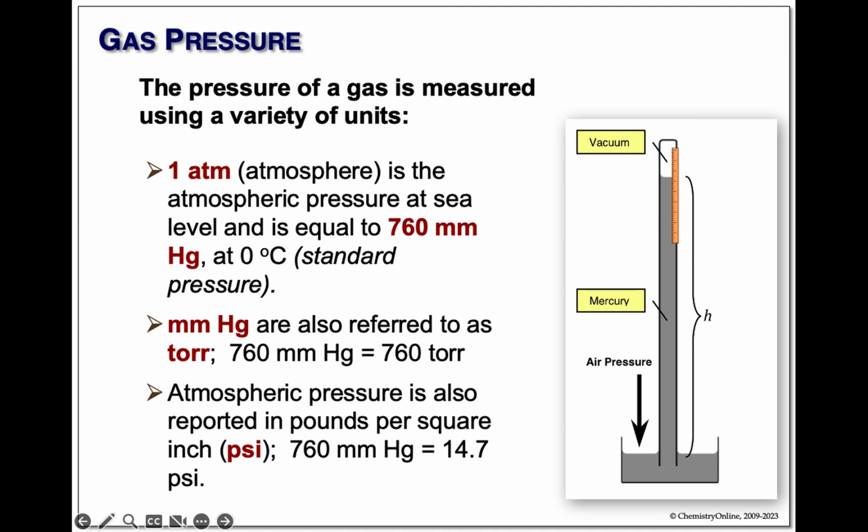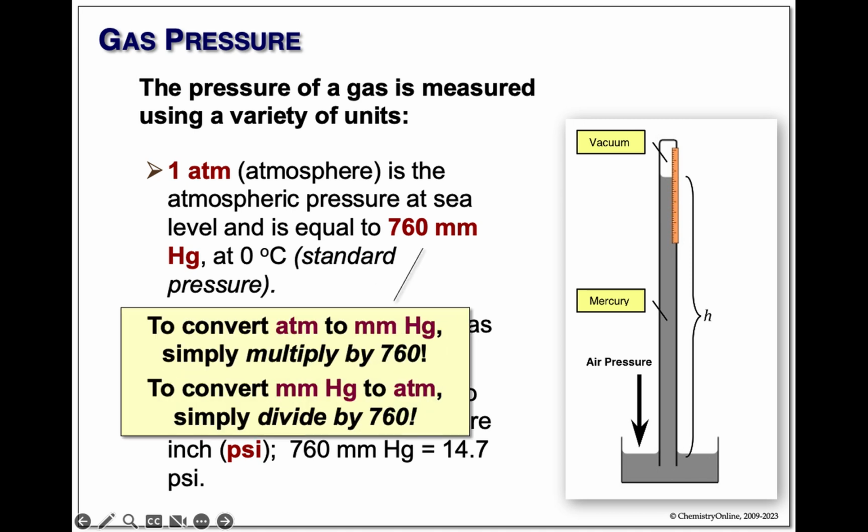If you note, the conversion between the two is quite simple. They're related by a factor of 760. Simply multiply atmospheres by 760 to get millimeters. To convert the other way, divide by 760. 760 is your magic number. Any questions?